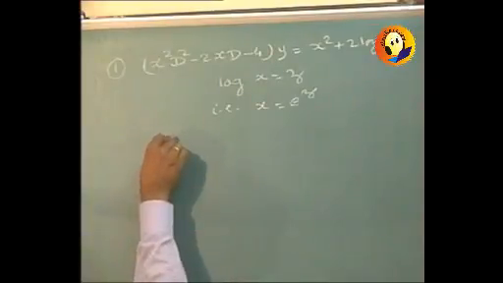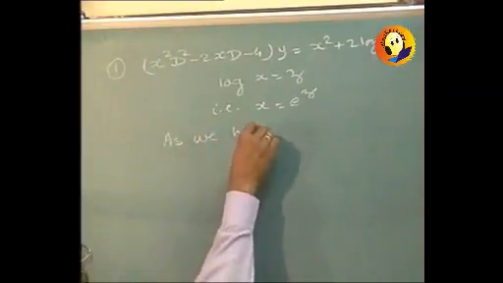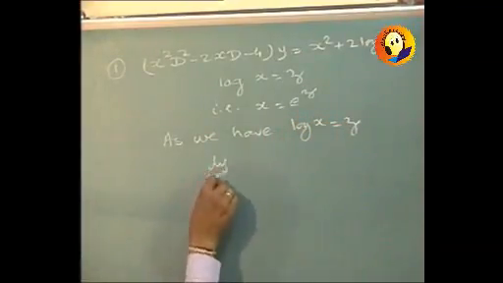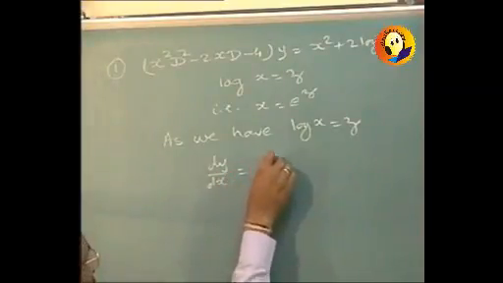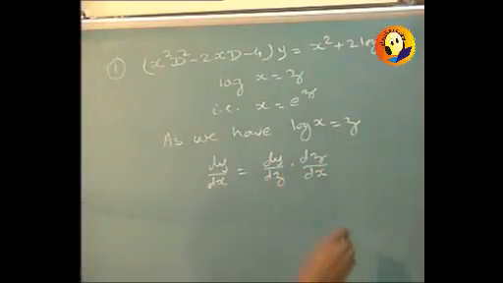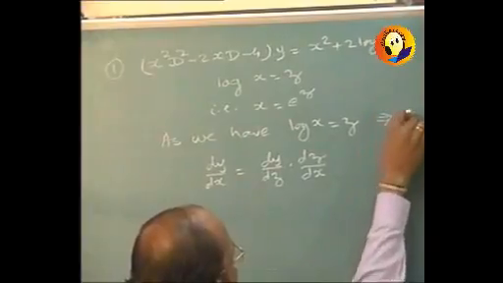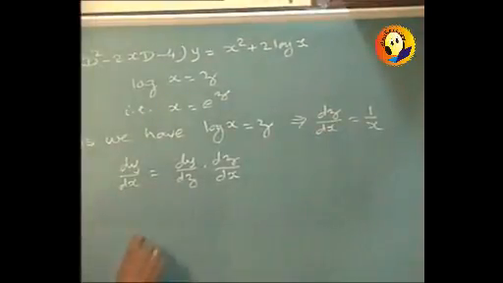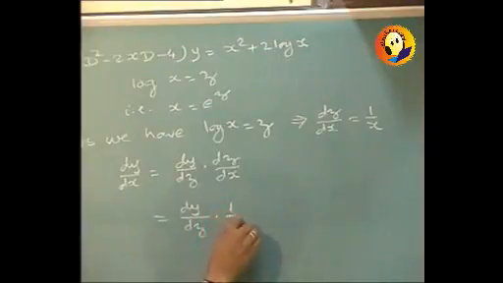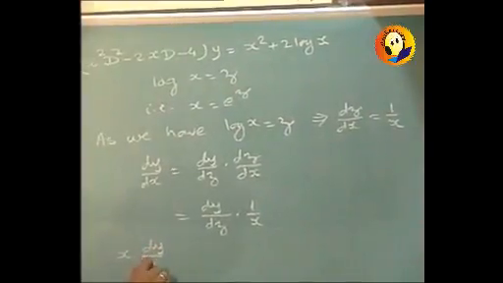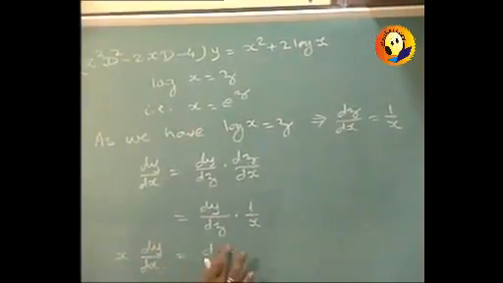As we have log x is equal to z, we can write dy by dx as dy by dz into dz by dx. Of course, log x equal to z will imply that dz by dx will be simply 1 upon x, and therefore this can be written as dy by dx is nothing but dy by dz into 1 upon x, or when I take x on the left hand side, x dy by dx will be equal to dy by dz.